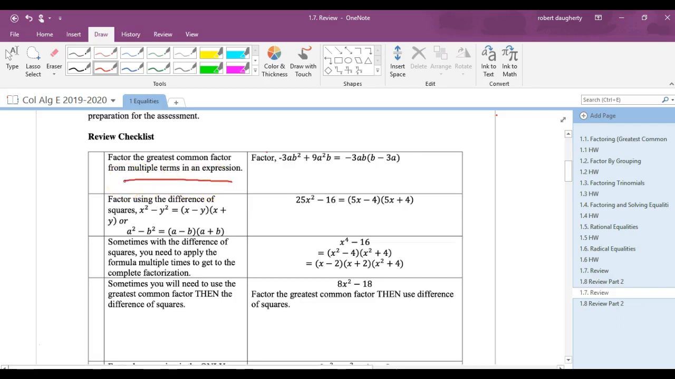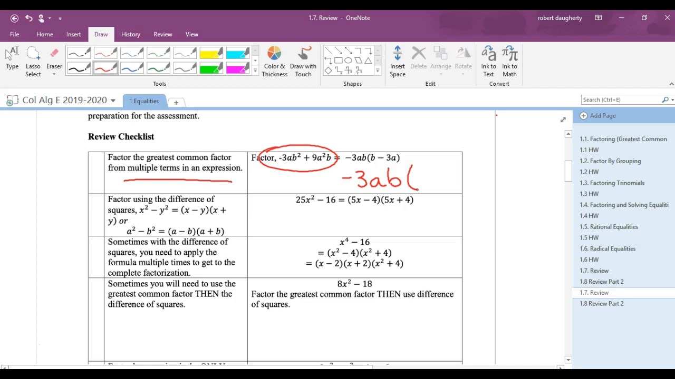So when you see something like this, you've got two things to look at: the number that they have in common, and then also the variables. So if I factor out, say, a -3, because 3 and 9 have that in common. If I look at the a's, I see a to the first and a squared, so they will have an a in common. I see b squared and b, so they will have a b in common. And then write a parentheses.